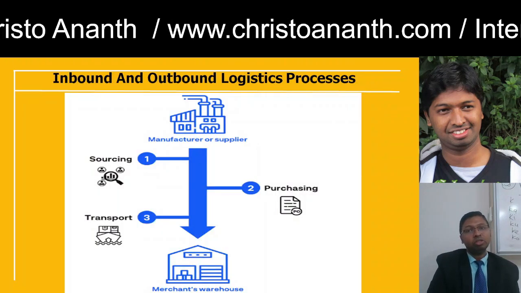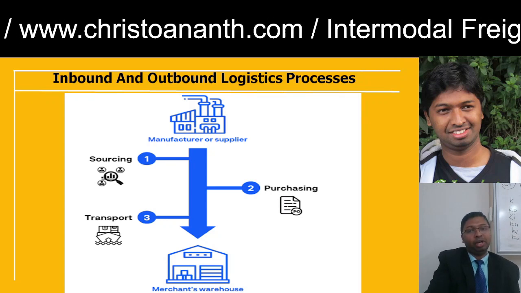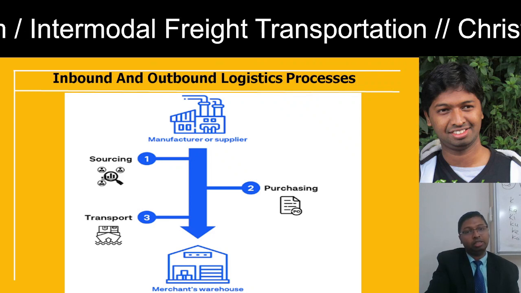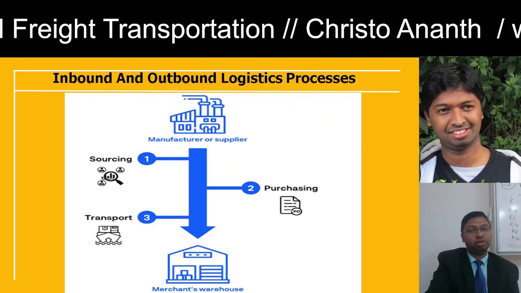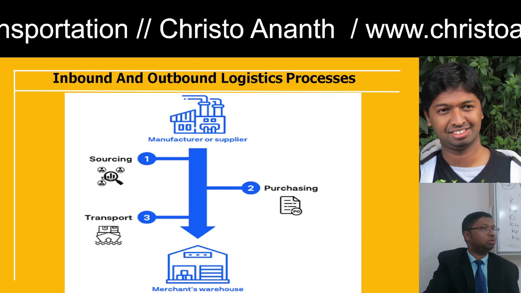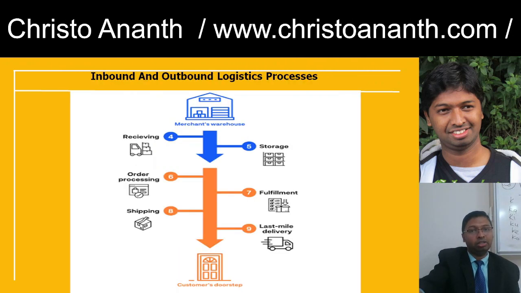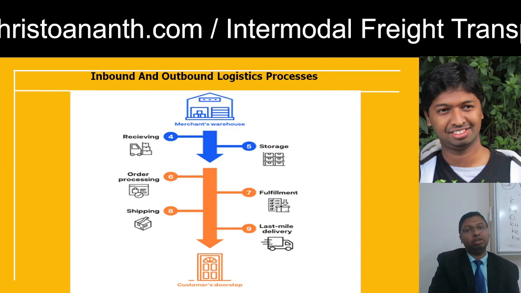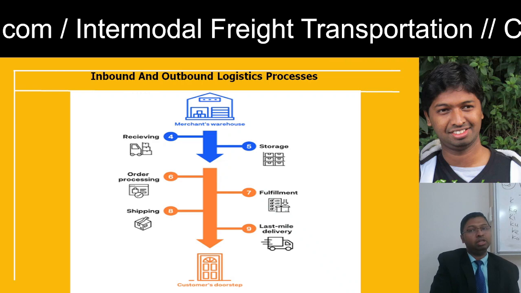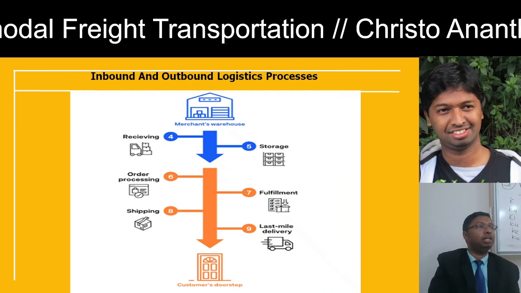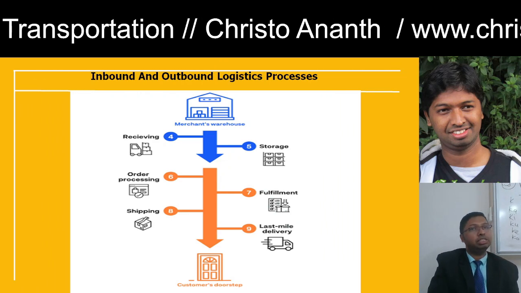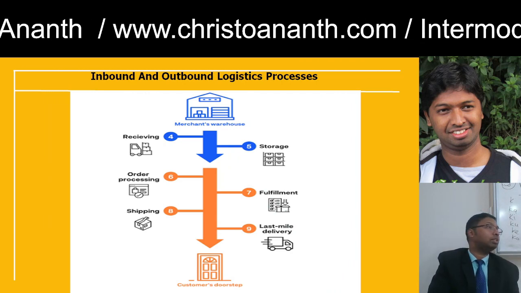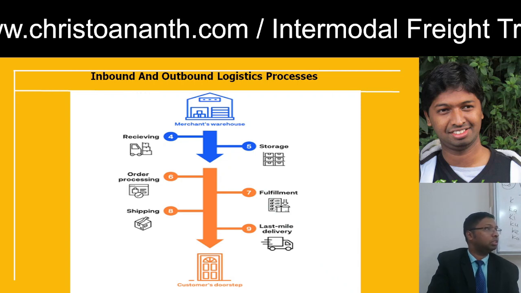So this is the process. We have the manufacturer or supplier, from that sourcing goes on, then we go for purchasing, then the modes of transportation to the merchant's warehouse. From the merchant's warehouse, it goes on to receiving, storage, processing your order, fulfillment, shipping, last mile delivery, and finally the customer doorstep with customer service or maybe feedback. So these are all the entire processes of inbound and outbound logistics.